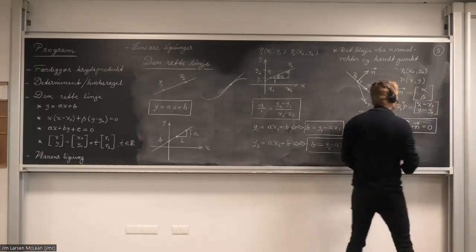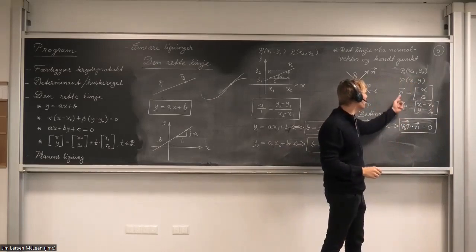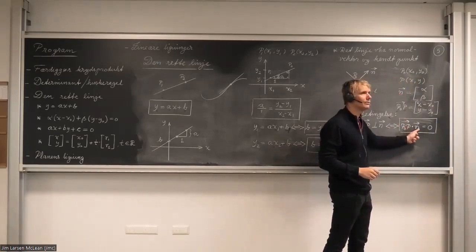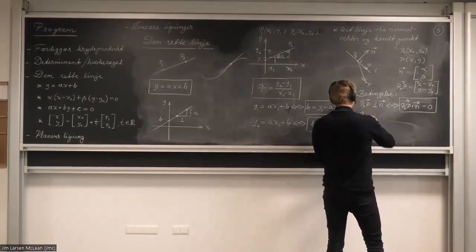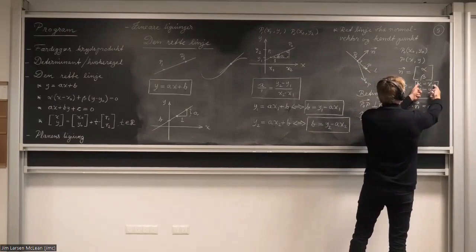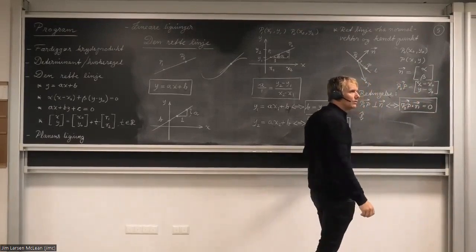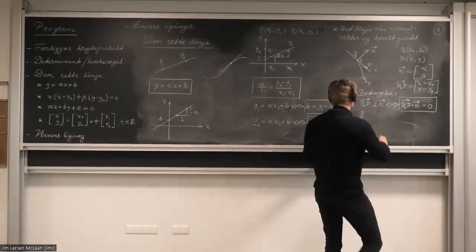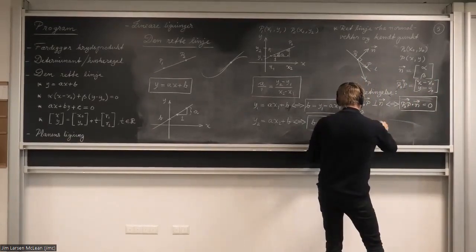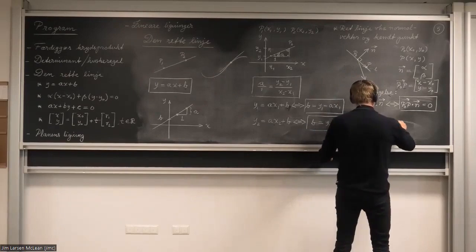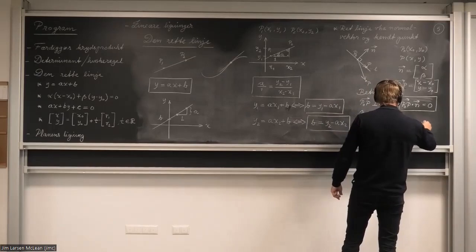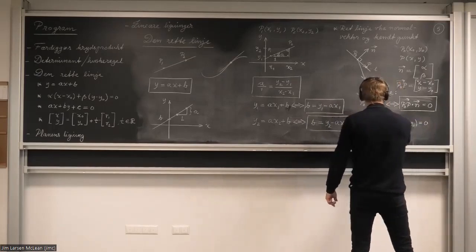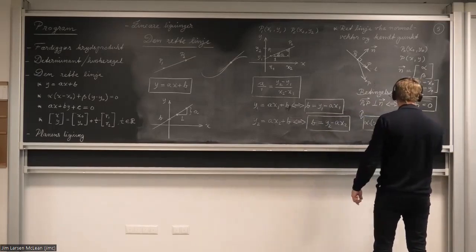So now that I have the coordinates for both the vector from P0 to P and the normal vector, I can calculate the dot product and see what it gives. So what does it give? Yes, it's the first coordinate times the first coordinate plus the second coordinate times the second coordinate, because that's how you multiply two two-dimensional vectors. So it's alpha times (x minus x0) plus beta times (y minus y0) equals 0. Here it is. It is the equation for a straight line.